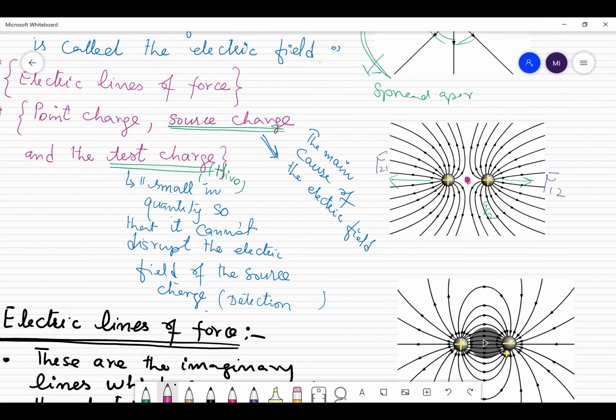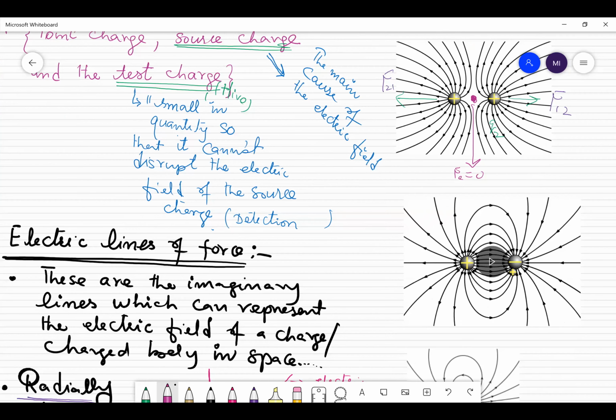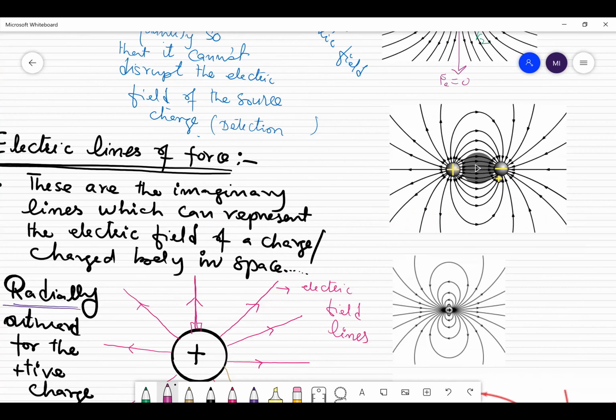And what is the net force there? The net electrostatic force is zero at the center of this combination of charges, right? So this is how the electric field lines are for the combination of charges. That was for two like charges, now for two unlike charges. As I told you, for the negative charge the lines go radially inward, for the positive charge radially outward. So they start from the positive charge and end at the negative charge.